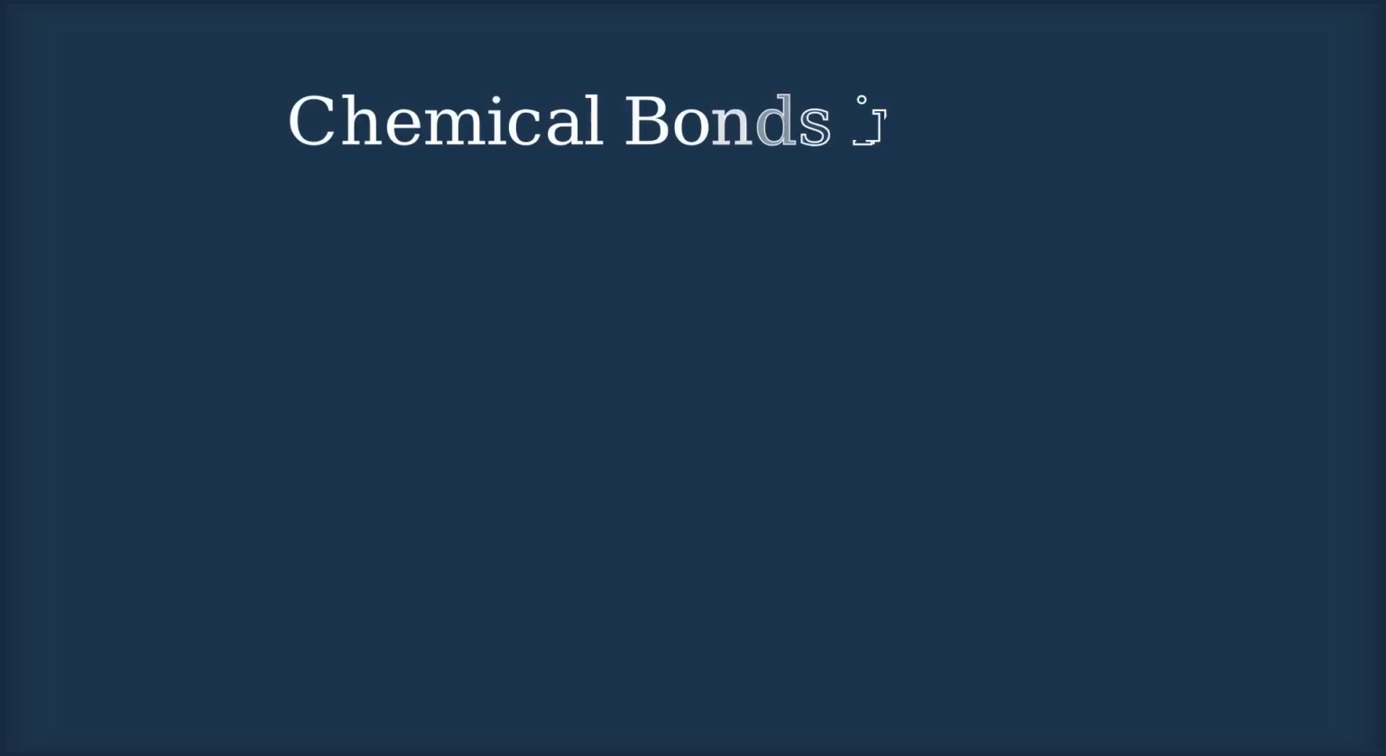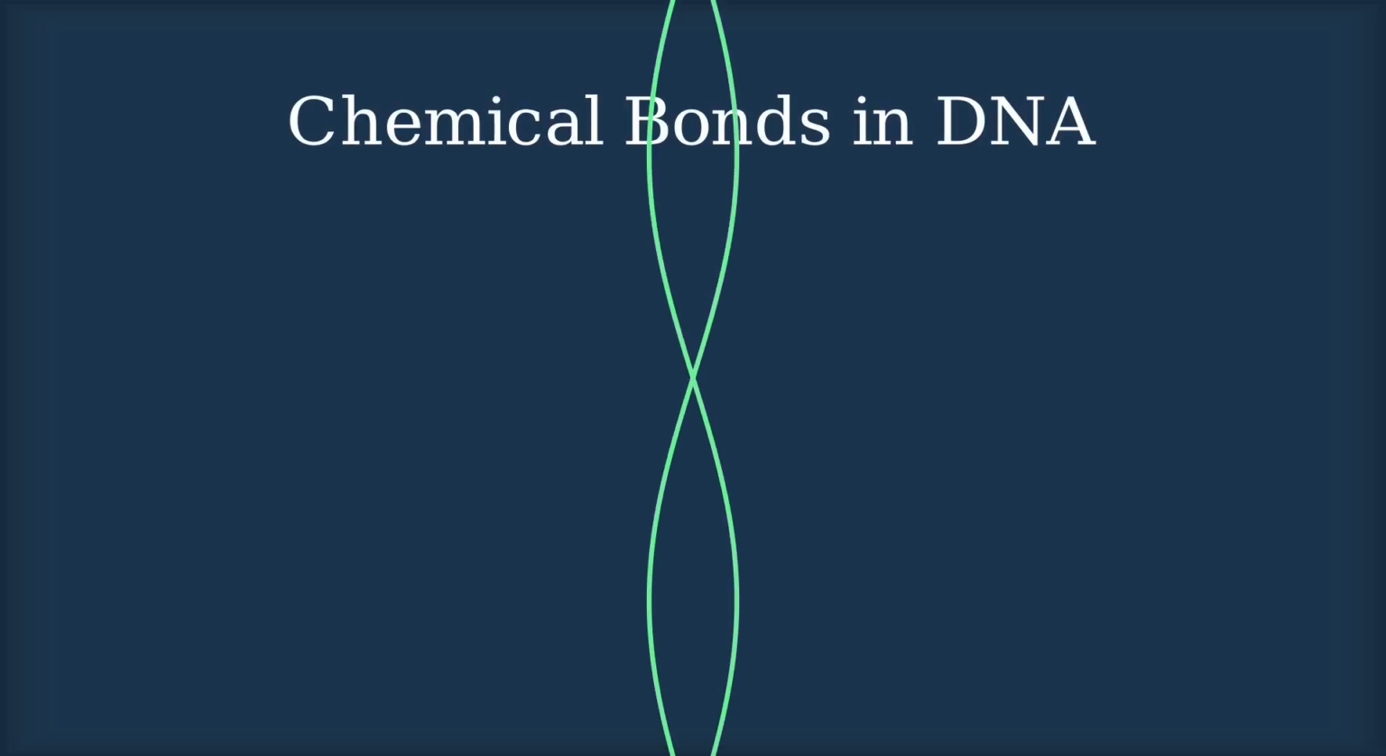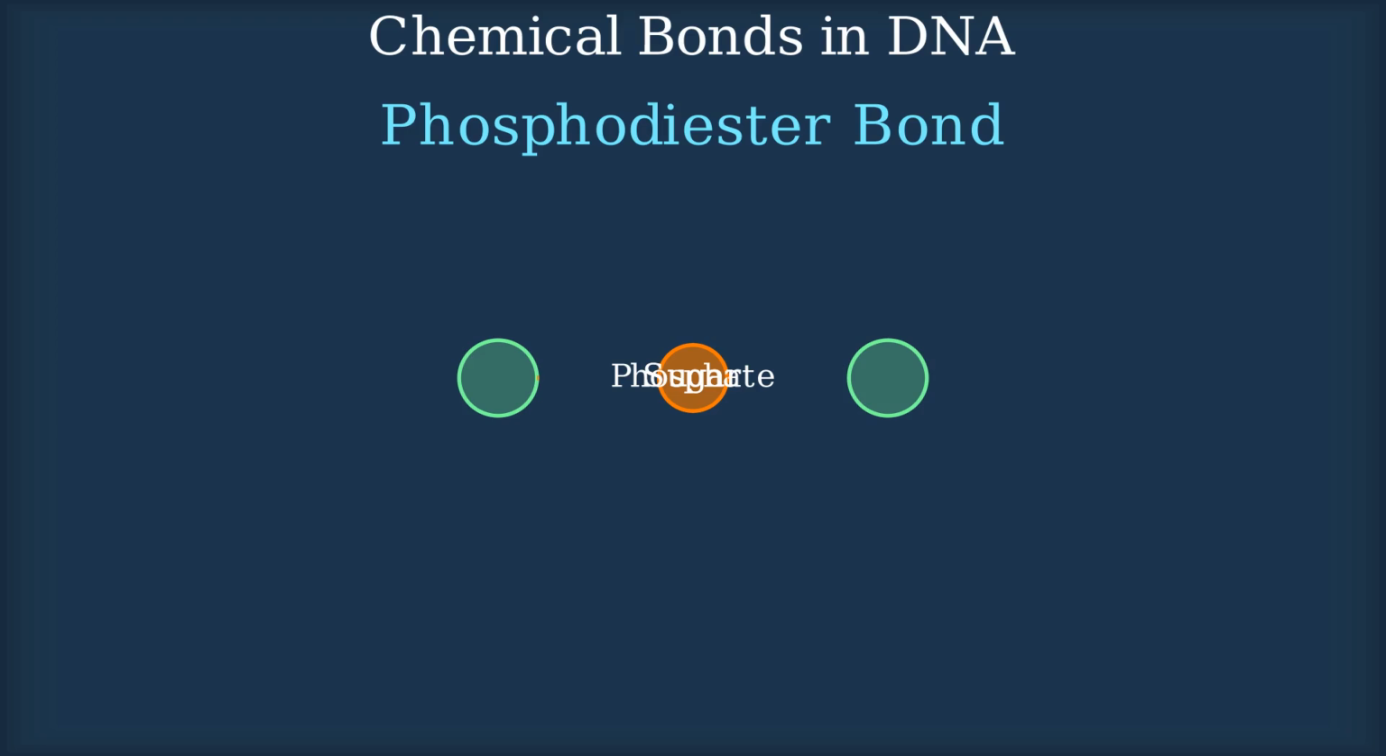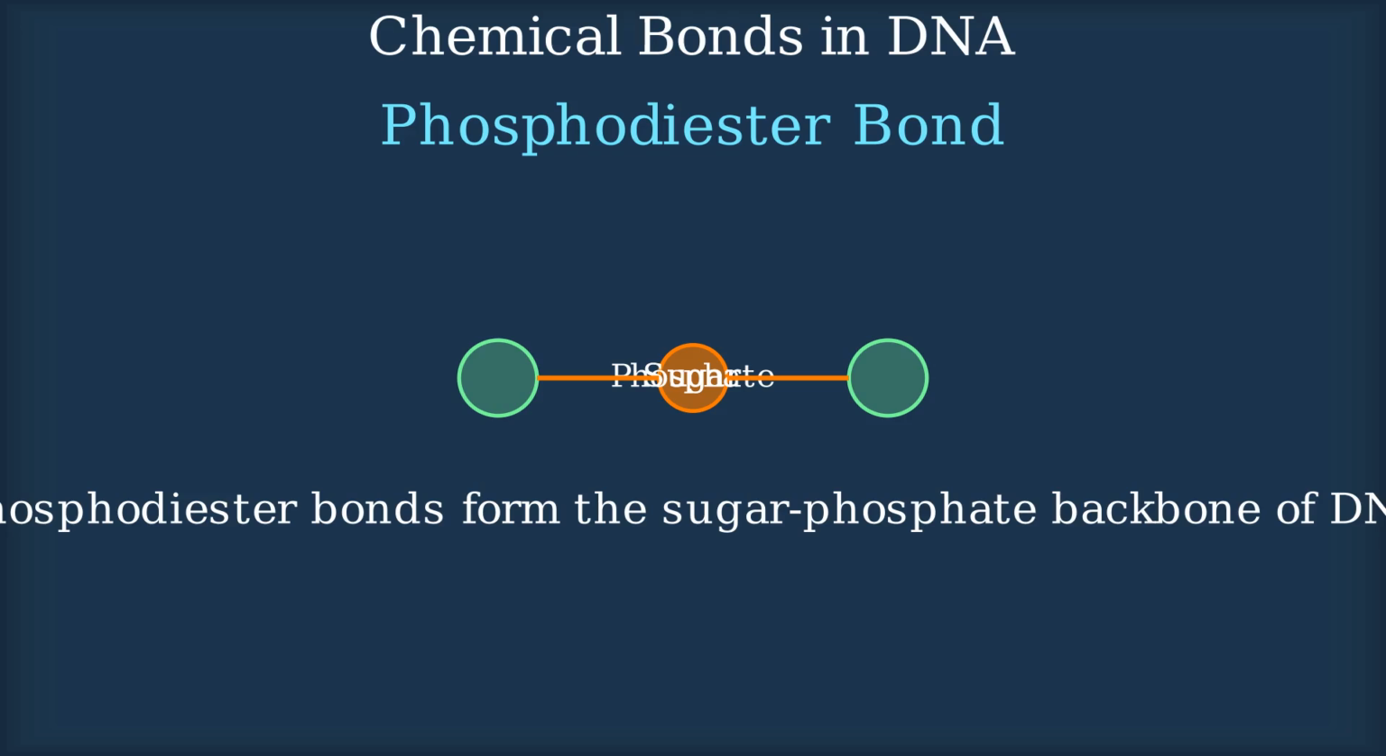Multiple chemical bonds stabilize the DNA structure. In each DNA strand, nucleotides are connected by phosphodiester bonds. These bonds form between the phosphate group of one nucleotide and the sugar of the adjacent nucleotide. These bonds form the sugar-phosphate backbone of DNA.